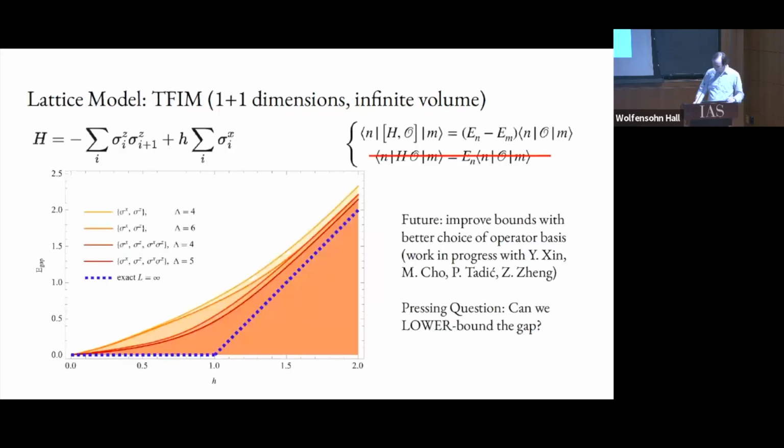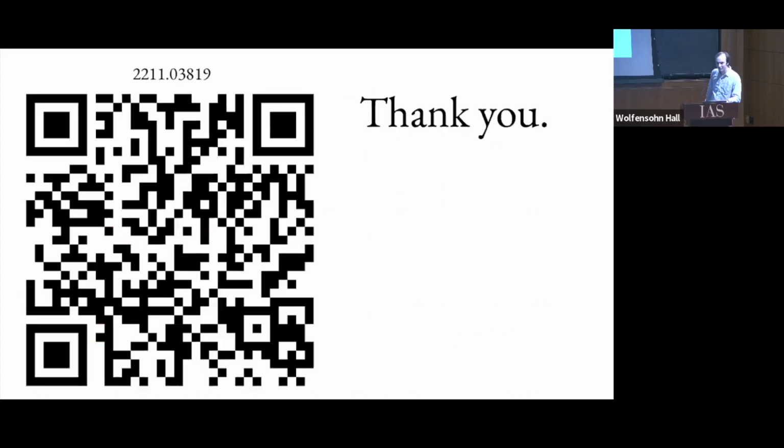And then finally, just to prove that it's not only for single body systems, we also did it for the transverse field Ising model in 1+1 dimensions. This is a result in the thermodynamic limit. So you can't use one of these two equations, but you can still get a lot done. And here's a plot of the gap as a function of the transverse field. The final thing that we'd like to investigate is, could we possibly lower bound the gap instead of upper bounding it? Thank you.